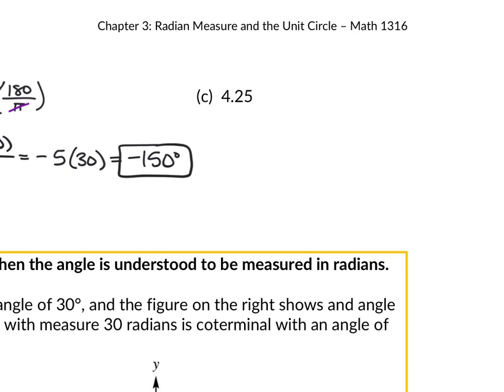Now, part C might be throwing up your spidey senses, because I told you when you're converting from radians to degrees, your pi's should cancel out. But there's no pi in this one. We're still going to use the measurement 180 divided by pi because this is a radian measure. It is not a degree because there's not a degree symbol right here.